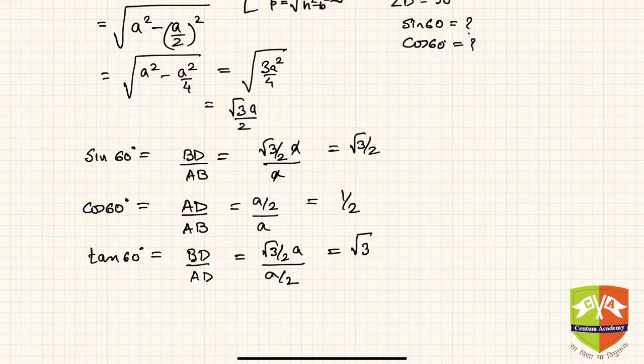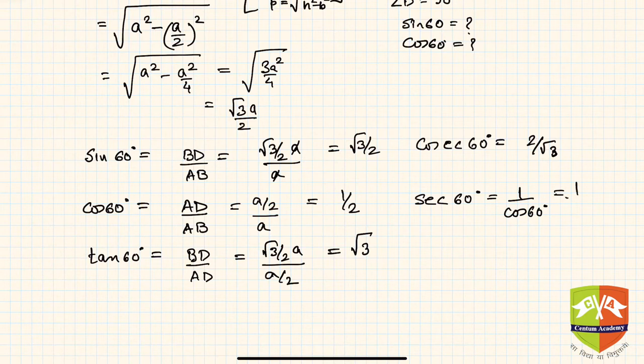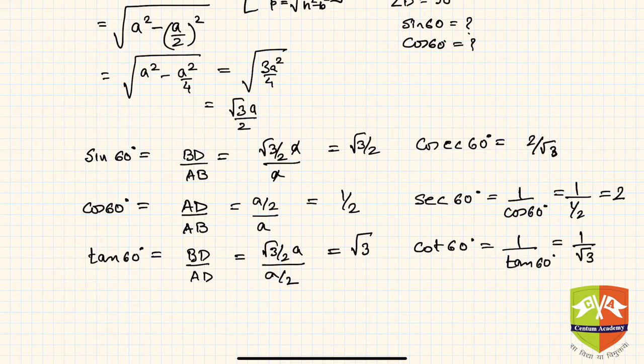Now the others are very easy. So cosecant 60 is 1 upon sine, so it is 2 upon root 3, isn't it? And secant 60 is equal to 1 upon cos 60, so hence it is 1 upon 1 by 2, which is 2. And cot 60 is 1 upon tan 60, which is 1 upon root 3. Correct? So hence, these are the 6 T-ratios for theta equals 60 degrees.